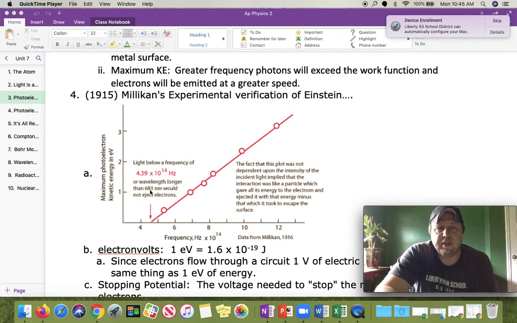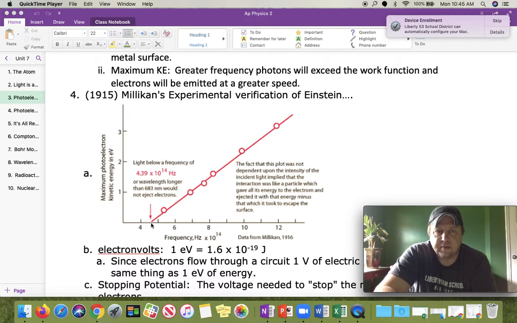Once we reach this point, notice the graph intersects the x-axis at 0 right here. Okay, this right here is what's called the cutoff frequency, because any frequency lower than this will not eject any photoelectrons whatsoever.